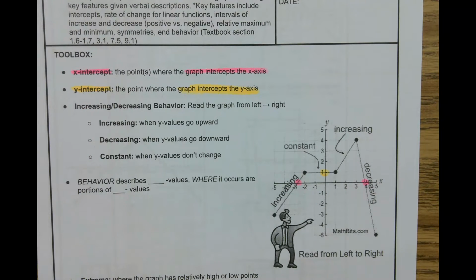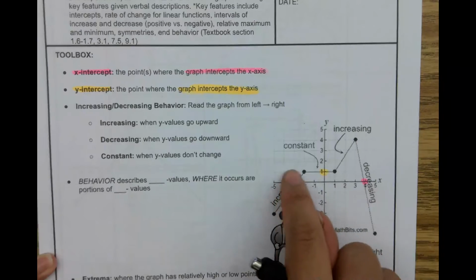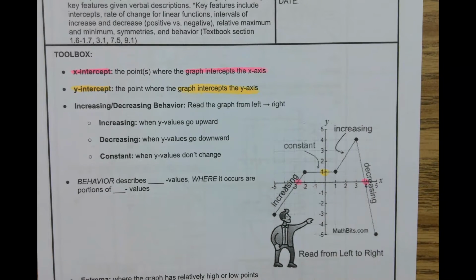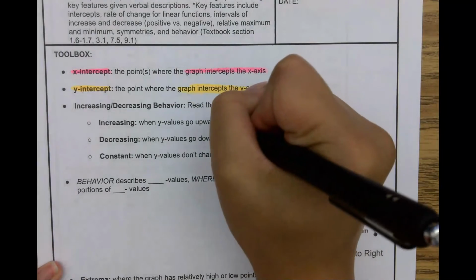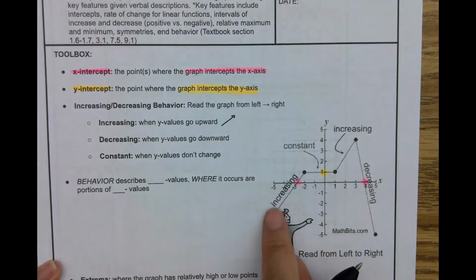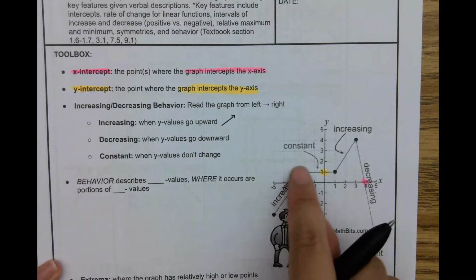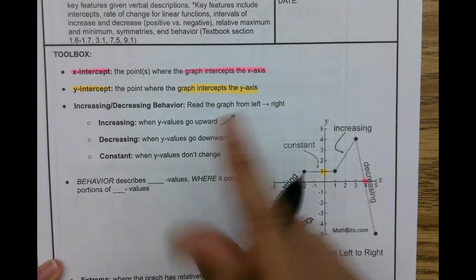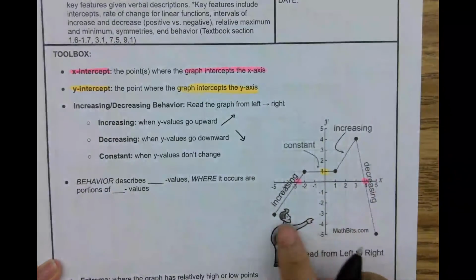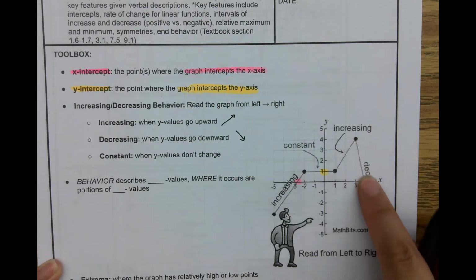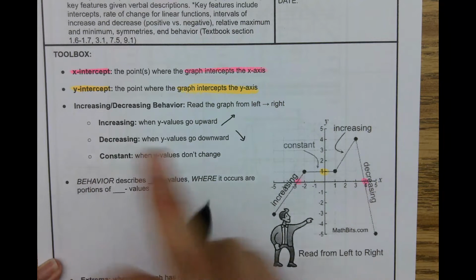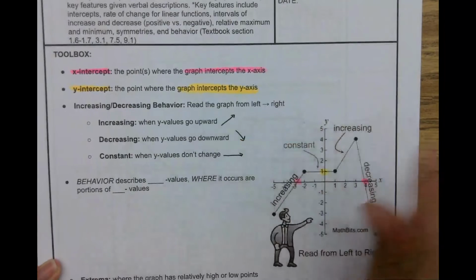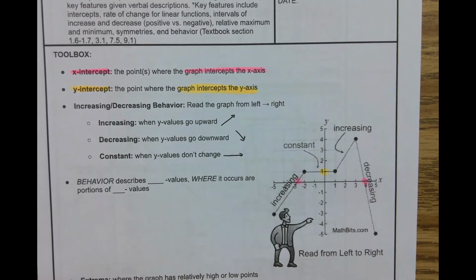The next thing is increasing and decreasing behavior. That is new to us. What we're always going to do is read the graph from left to right. It is increasing when y values go upwards. I always have students trace it with their finger. Whenever you feel your finger going upward, that is increasing. It is decreasing when your y values go downward. Whenever you trace it downwards, that is decreasing. And it is constant when you see it flatlining like this, when y values don't change.